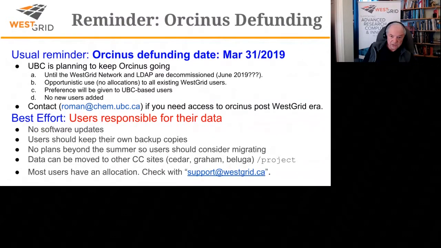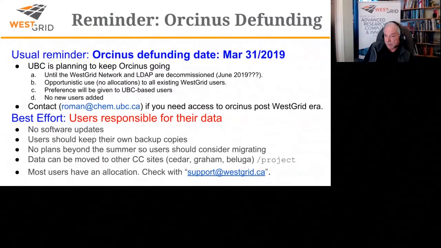Note that Orcinus is not being allocated this year. Since it's defunded, it's not formally in the Compute Canada sites. So UBC is going to run this very opportunistically. You just get standard priority on it, but some preference will be given to UBC-based users. And I've got Roman Baranovsky, the senior systems guy at UBC, his address there, and you can call him if you got any issues.